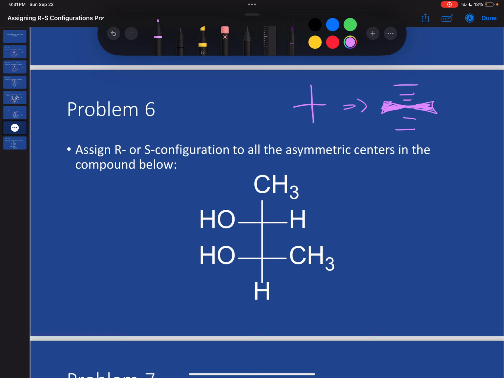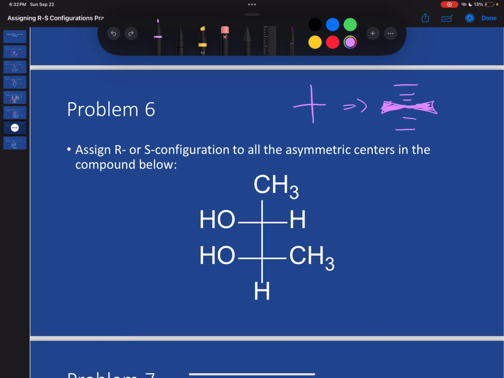But we're going to do the same thing as we always do. We're going to assign RS. We're going to check to make sure we have asymmetric centers. Now, in a Fischer projection, usually if you're going to have an asymmetric center, it's going to be at the intersect. So these are carbons. I'm not saying that every intersect is asymmetric. That's definitely not true. But that is where you're going to find them if you have it in a Fischer. So we have these carbons. I can tell you that these are asymmetric, so we can assign RS to both of them.